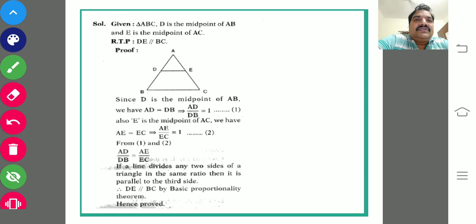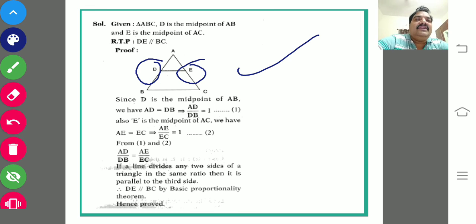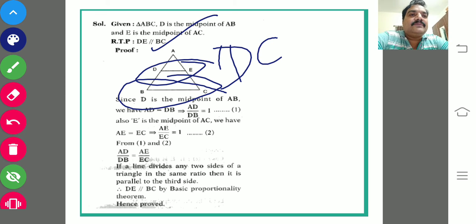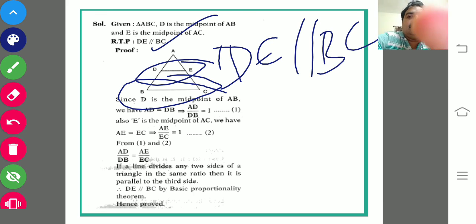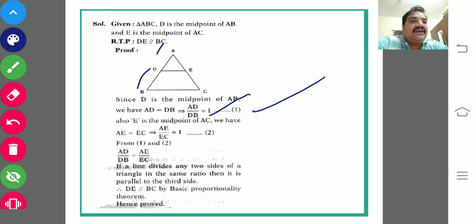So in triangle ABC, D is a midpoint of AB and E is a midpoint of AC. That is what is given. What are you going to prove? DE is parallel to BC. That is what you are going to prove. So we know that D is a midpoint of AB. So AD by DB, the value should be 1, because AD measurement and DB measurement are the same. Equal by equal always gives us the value 1.